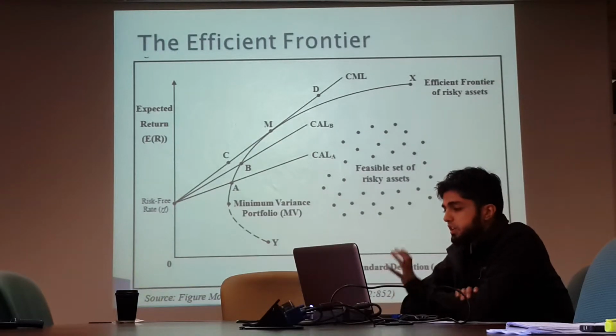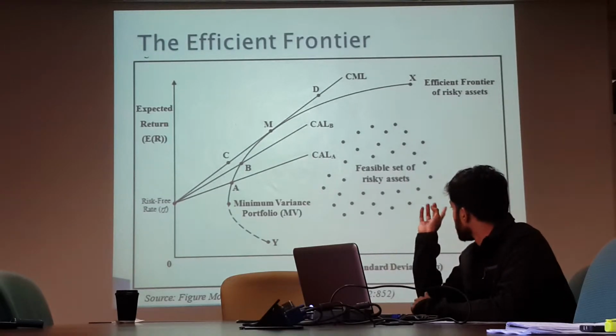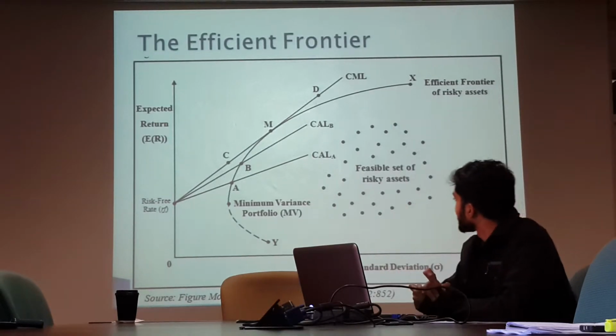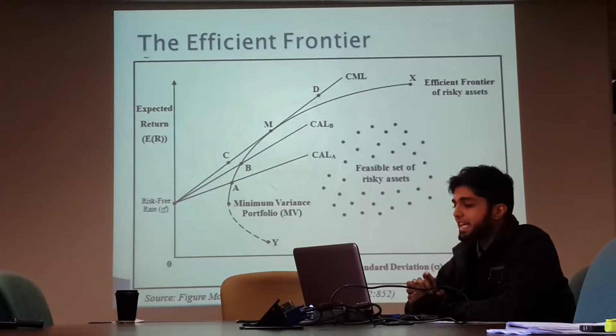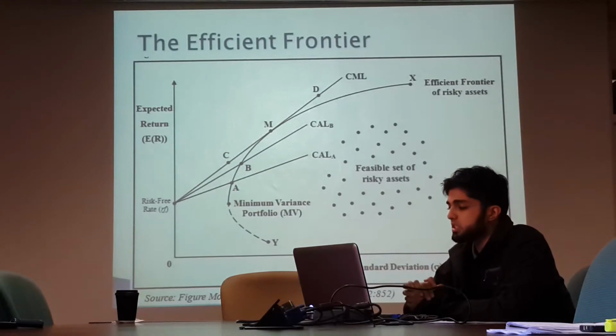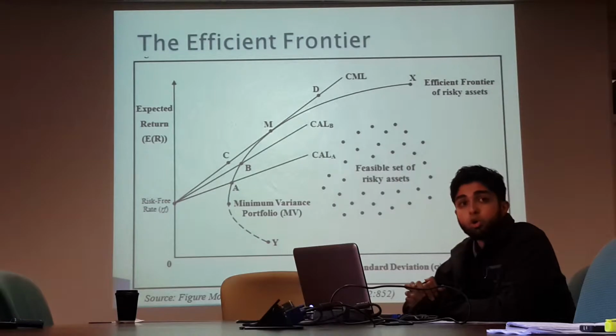Now the efficient frontier: any investor is exposed to a feasible set of risky assets, and that's what we see with the dots inside, on that side of the diagram there. And the efficient frontier provides the portfolios that provide the highest level of return for a given level of risk, or the lowest risk for a given level of return. And that is depicted by the most northwestern portfolios, which is from point MV to point X in the diagram up there. Now, any portfolios that lie below the efficient frontier of risky assets are inefficient. Any portfolios above the efficient frontier of risky assets are unattainable.